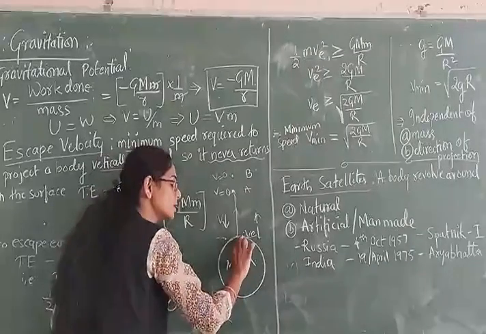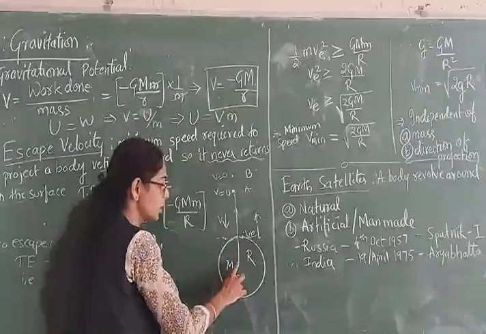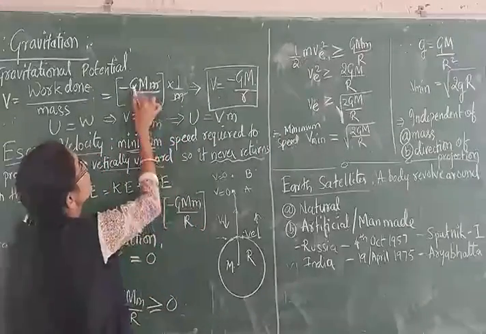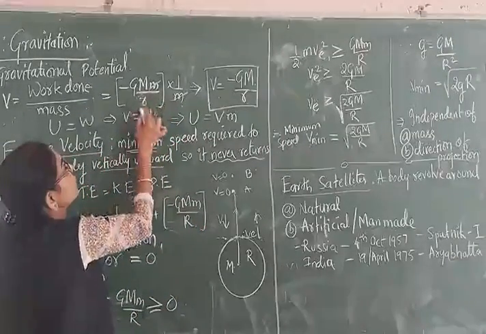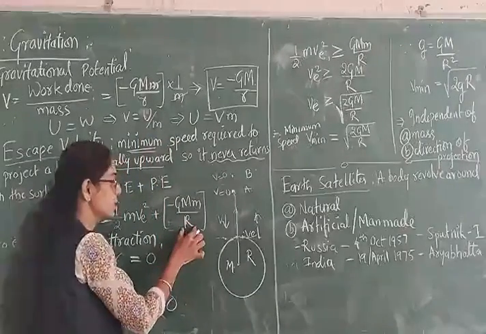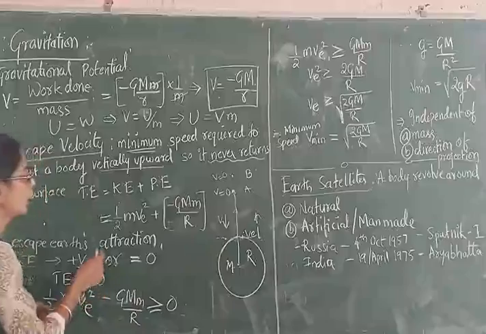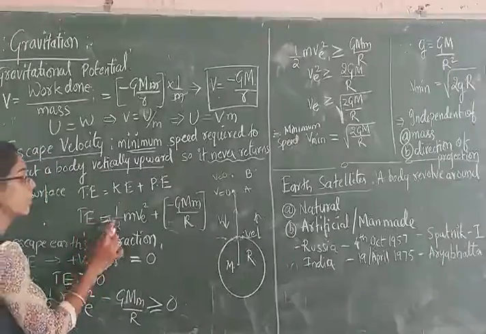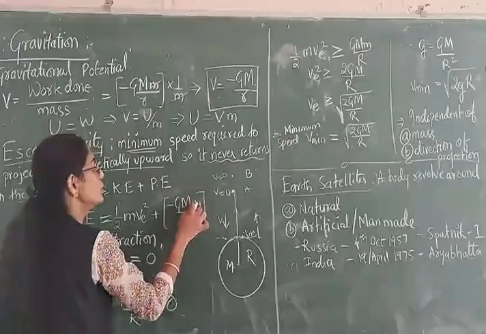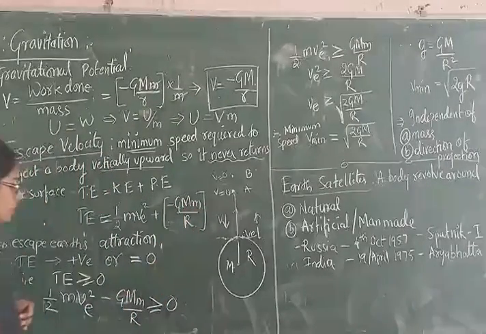So this is the distance at which the object is lying from the center of the Earth, and that is nothing but the radius of the Earth. So I have chosen here minus GMm upon r. This small r will be replaced by the radius of the Earth, that is capital R. Therefore, the formula for total energy will be half m v squared plus minus GMm upon R.